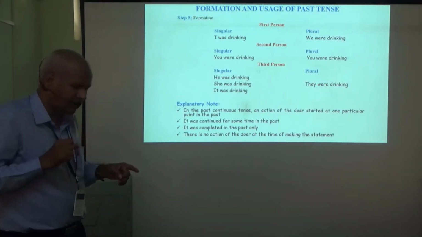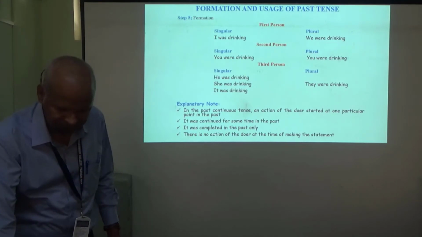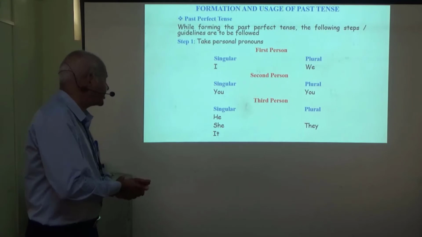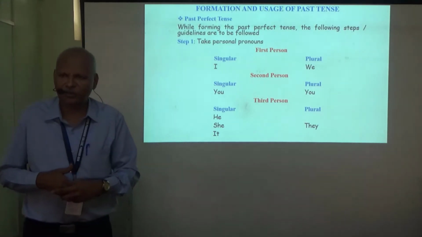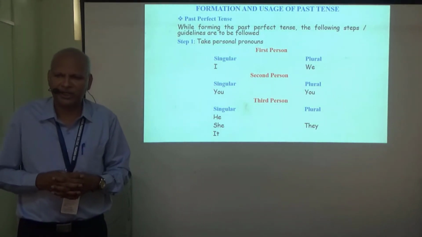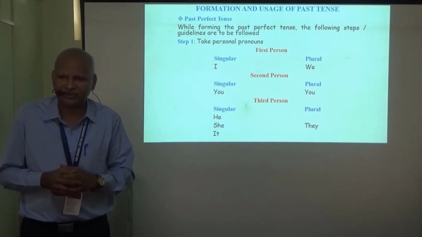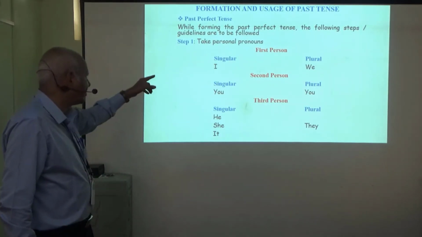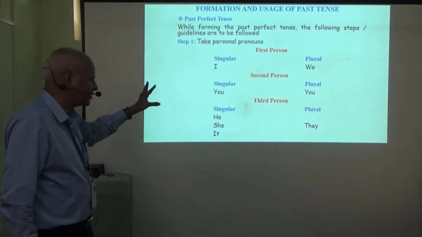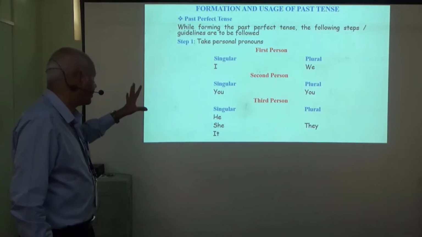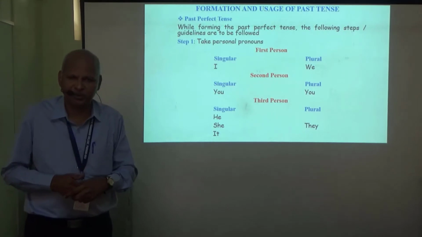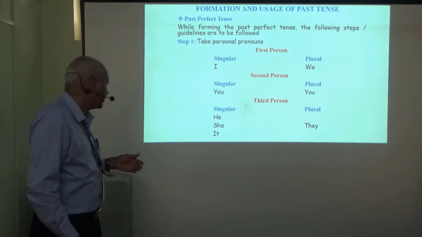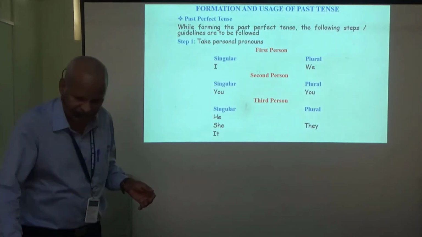We can go to the next tense. Next one is past perfect tense. There is one more kind of statement we are making, past perfect tense, in the past only. Here again, while forming the past perfect tense, the following steps need to be followed. Step 1, take personal pronouns as usual, first person, second person, third person, and then we go to the second step.